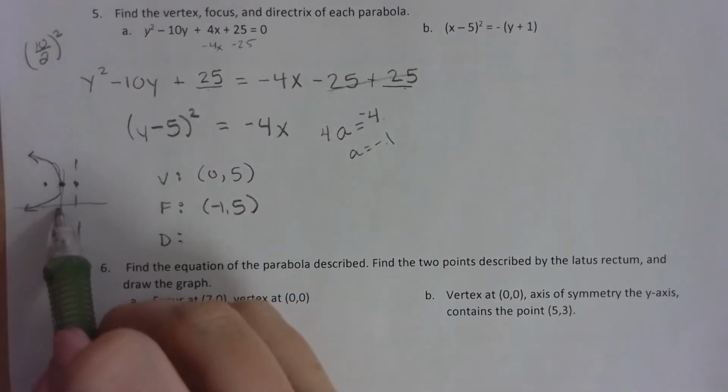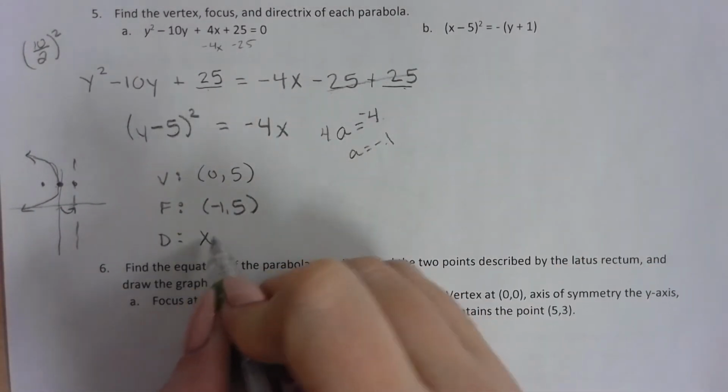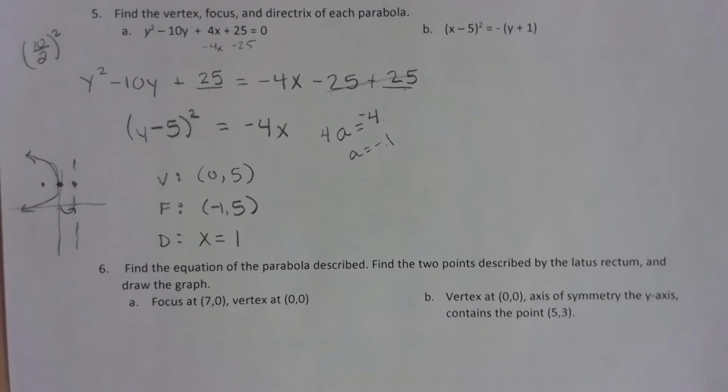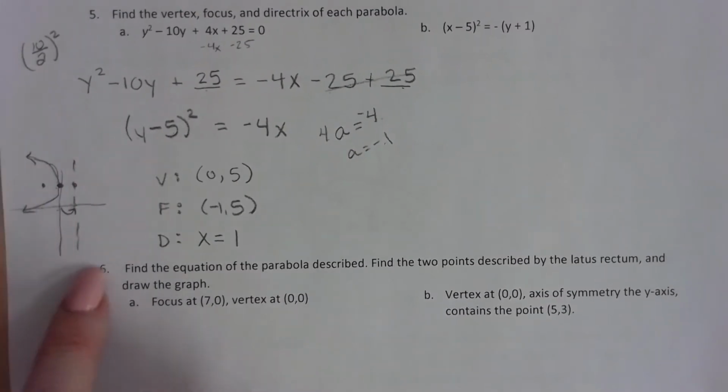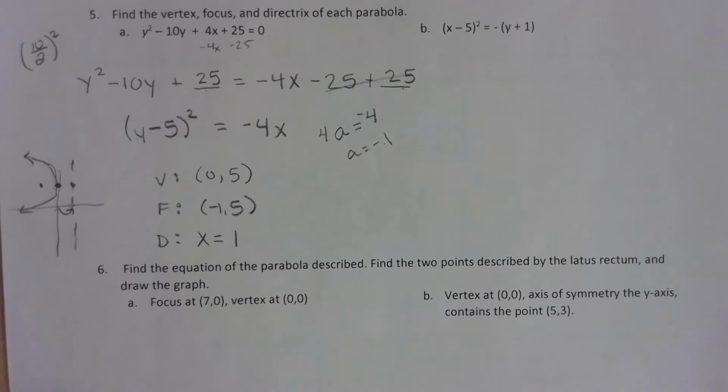If this is at 0 and I went 1 unit this way, that's going to be at positive 1, so x equals positive 1. Okay, so this just kind of helps me visualize where my focus and the directrix would be so that I can figure this out. This isn't part of my answer by any means, it just helps me find these answers.